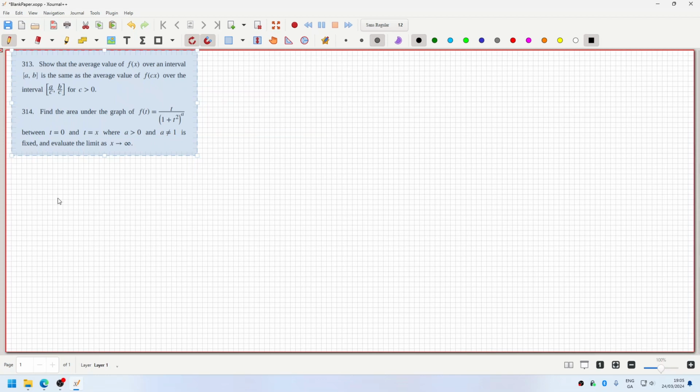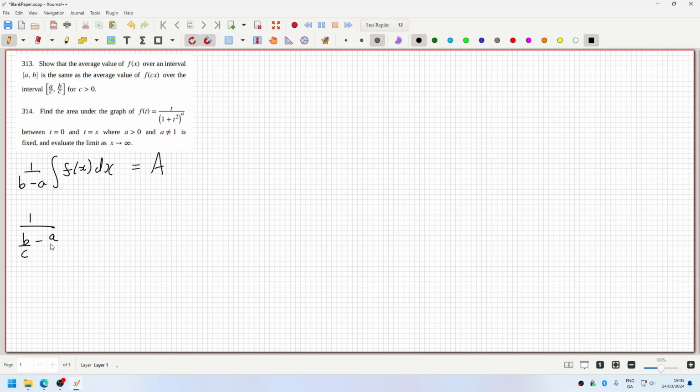Okay, show that the average value is the same as that over that interval. So first let's get the average. So that's 1 over b minus a integration of f of x dx. Now let's look at the other interval. So that's 1 over b over, so I'll call that a. So 1 over b over c minus a over c integration f of cx dx.